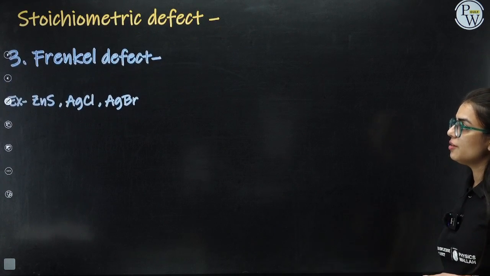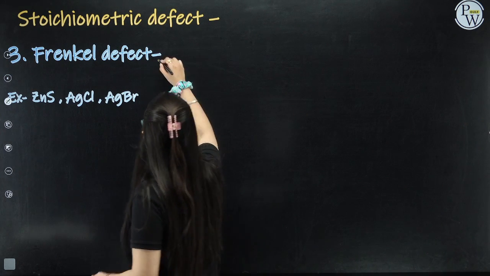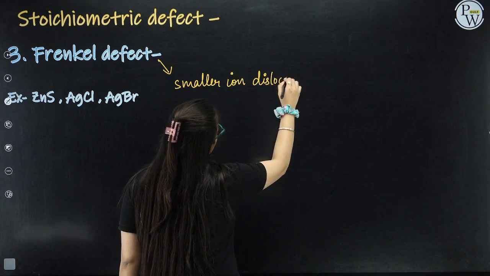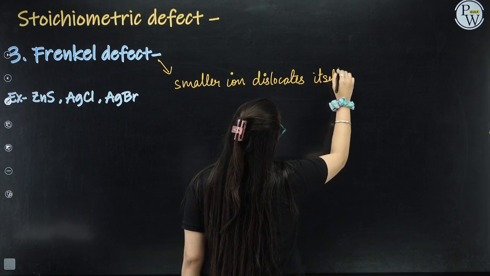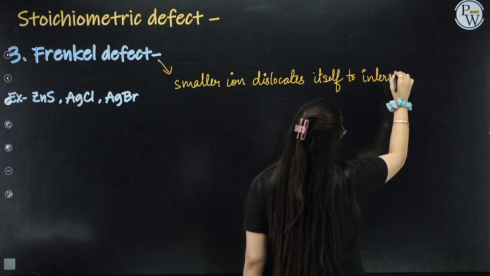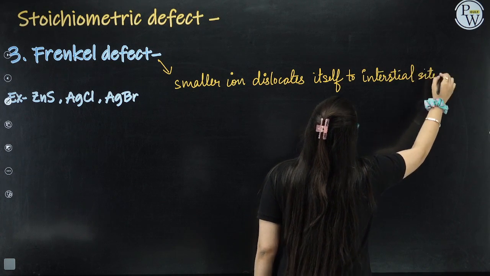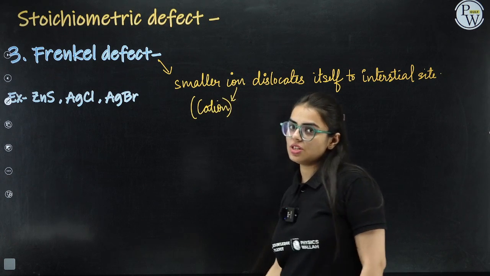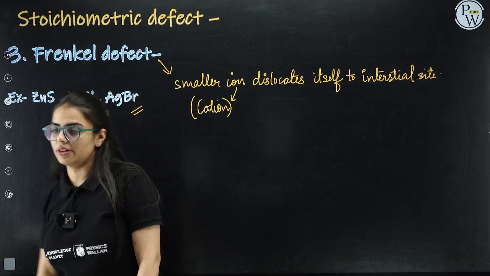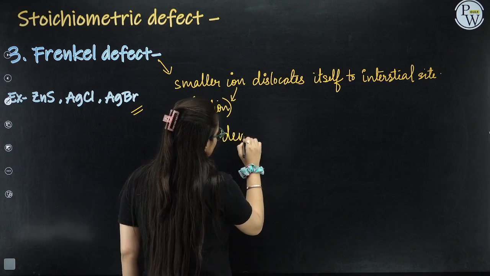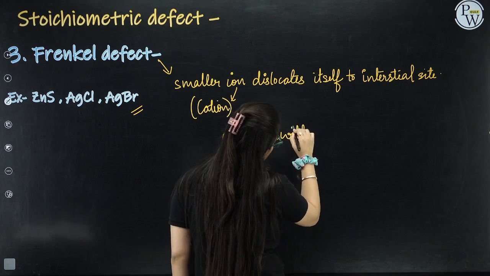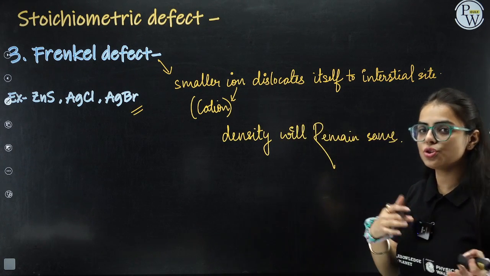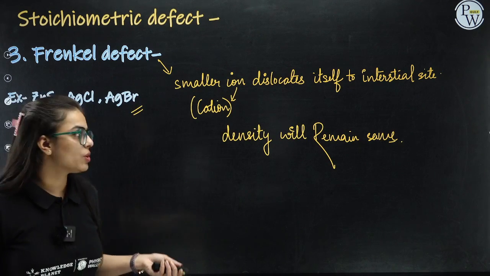Next comes Frenkel defect. Now what is a Frenkel defect? In case of Frenkel defect, the smaller ion dislocates itself to an interstitial site. Now what is the smaller ion? Basically the cation moves to the interstitial site. Examples are ZnS, AgCl and AgBr. What will be the effect on density? Density will remain the same. Also, this is a dislocation defect because an atom moves from one position to another. It is dislocated, so it is again a defect. This is dislocation defect or Frenkel defect.